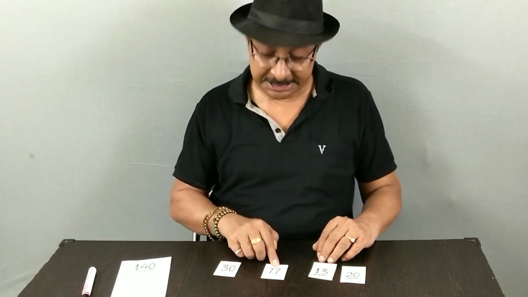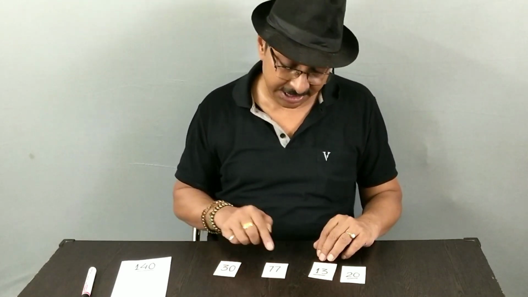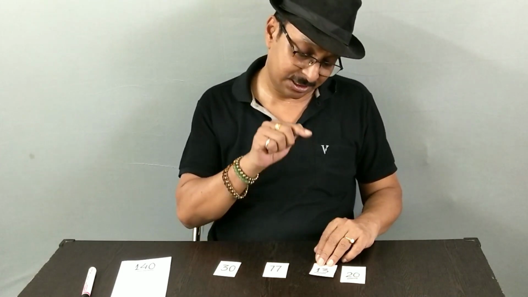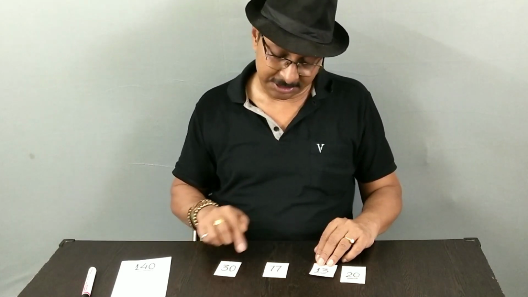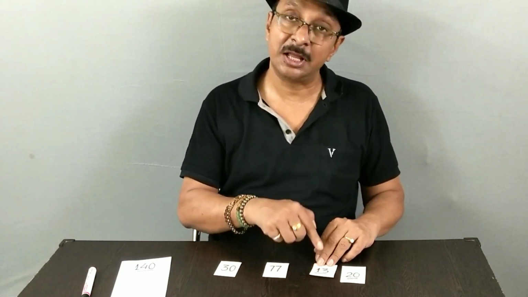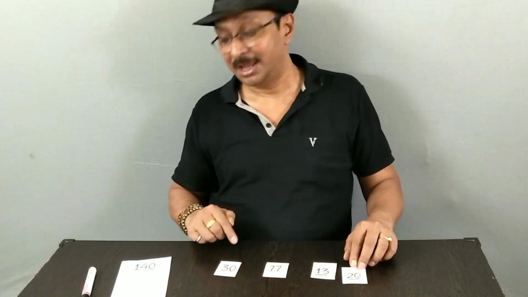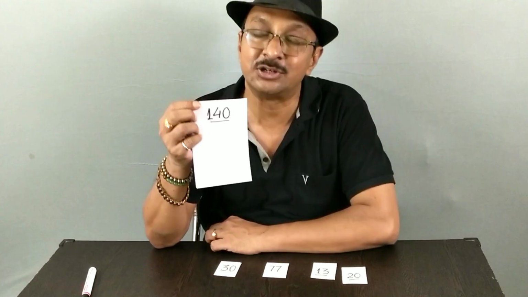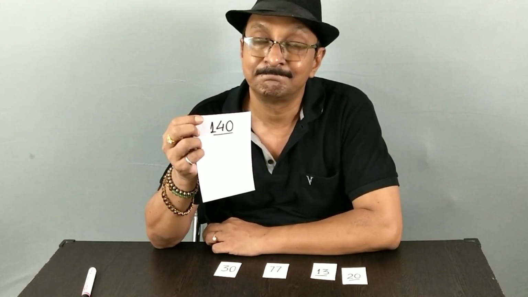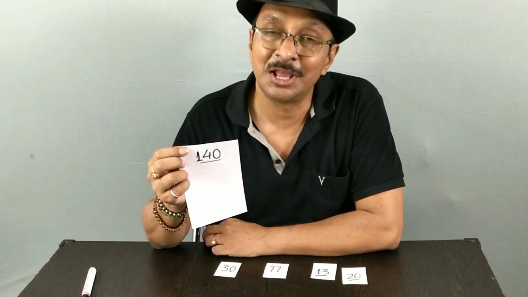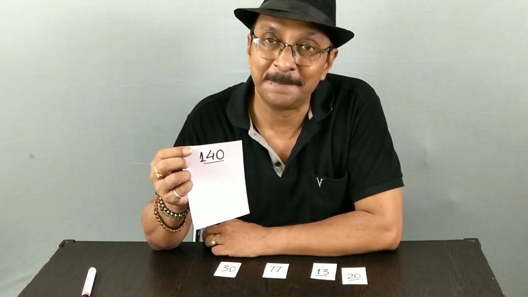So 30 plus 77 is 107, plus 13 is 120. 120 plus 20 is 140. It is the total. It will always work because there is mathematics behind this trick.